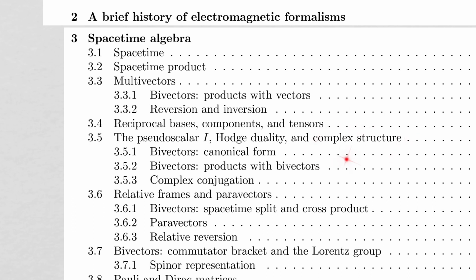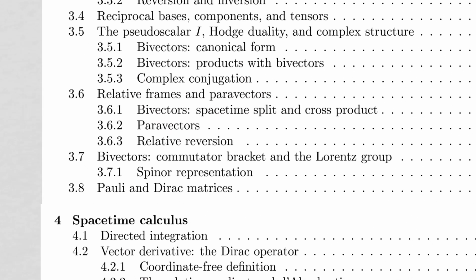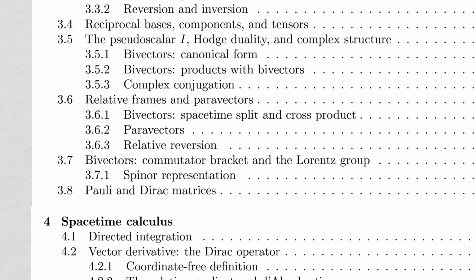Well, if you have complex structure, then you have complex conjugation, so they'll talk about that. Then they'll talk about relative frames and paravectors. This is a really important formalism. Here's the Hodge duality formalism. This is going to be a formalism, a duality that's based on gamma 0.